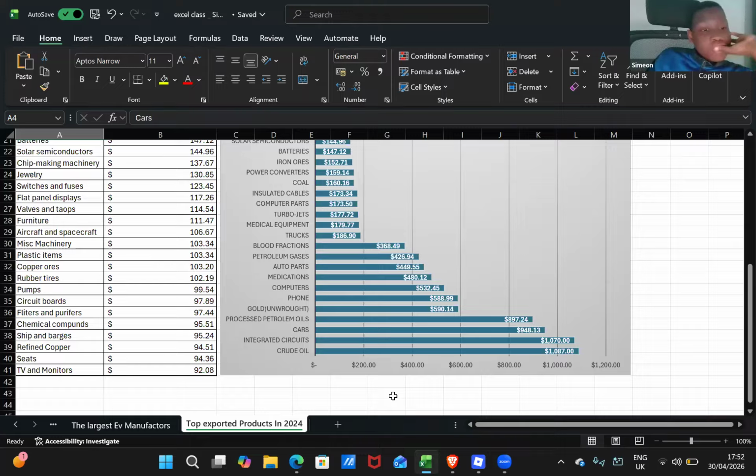Yes. What's the observation? I was surprised that things like TV and monitors and aircraft and spaceship, I thought they'd be way higher, because aircraft and spaceship are expensive.